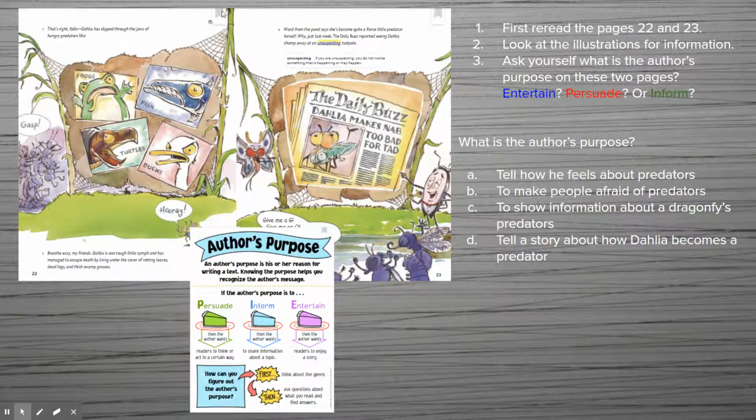We're going to reread it, look at the illustrations for information, and then ask ourselves, what is the author's purpose on these 2 pages? So paragraph 4.